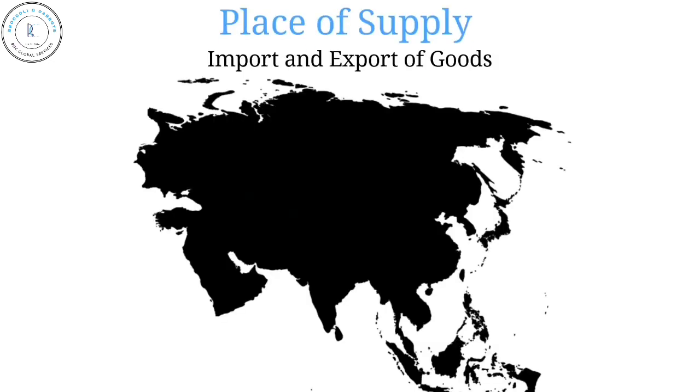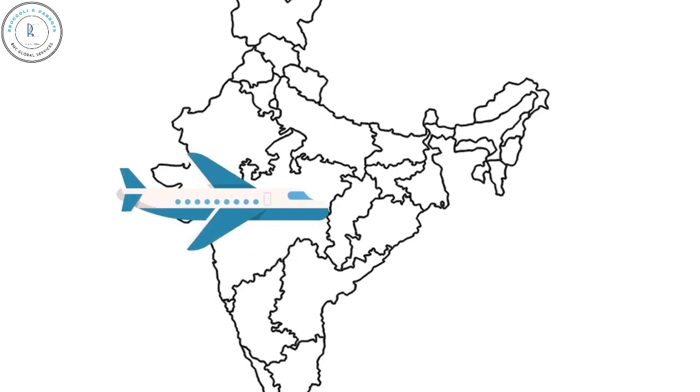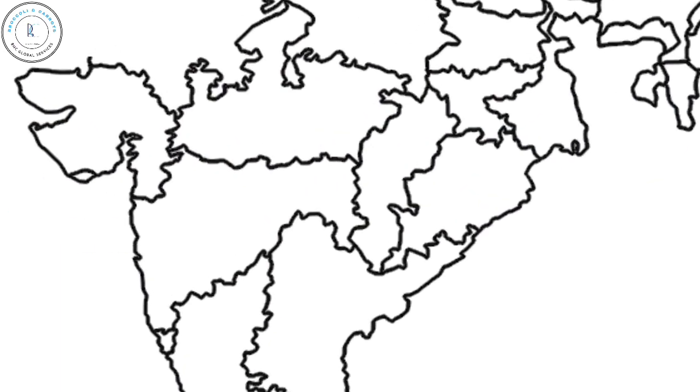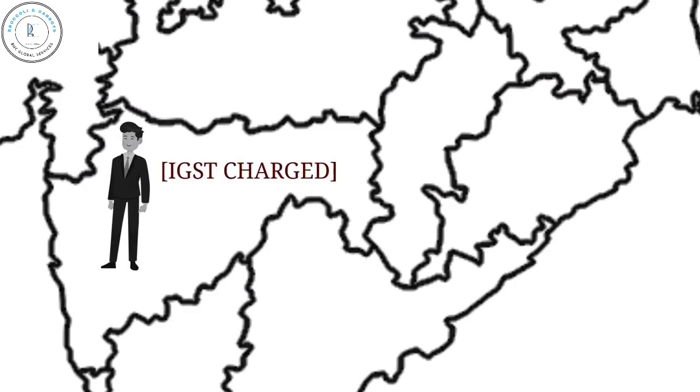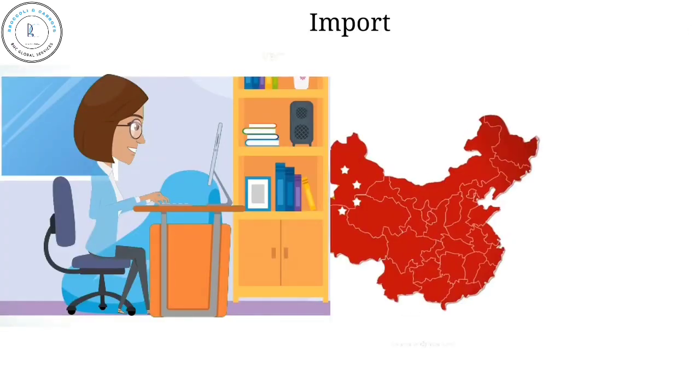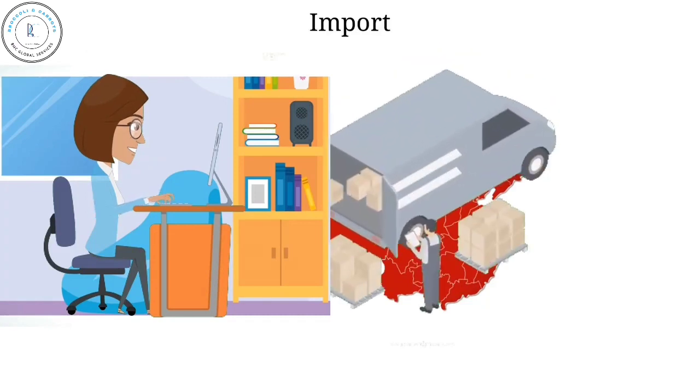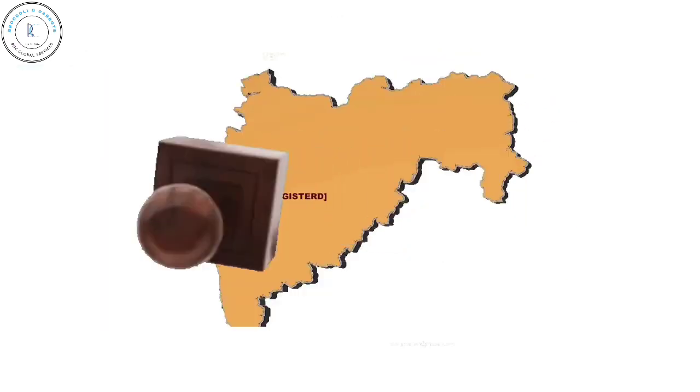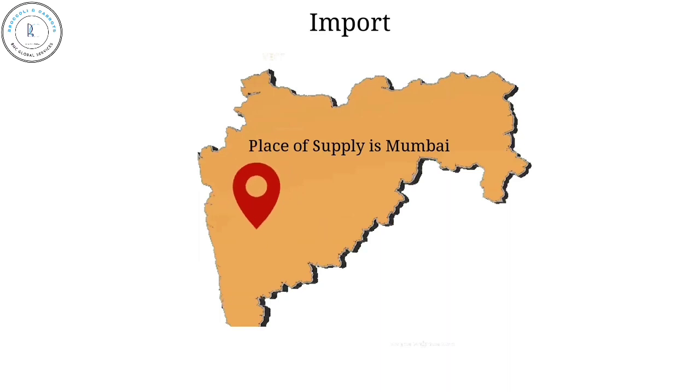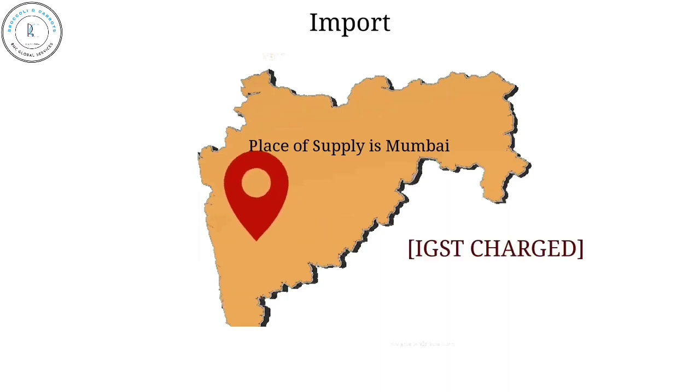Today we shall be discussing the concept of place of supply in case of import and export of goods. When goods are imported into India, the place of supply will be the location of the importer and IGST will be charged. Example 1, Ms. Malini imports school bags from China for her shop, registered in Mumbai. Place of supply will be Mumbai, and IGST will be charged.